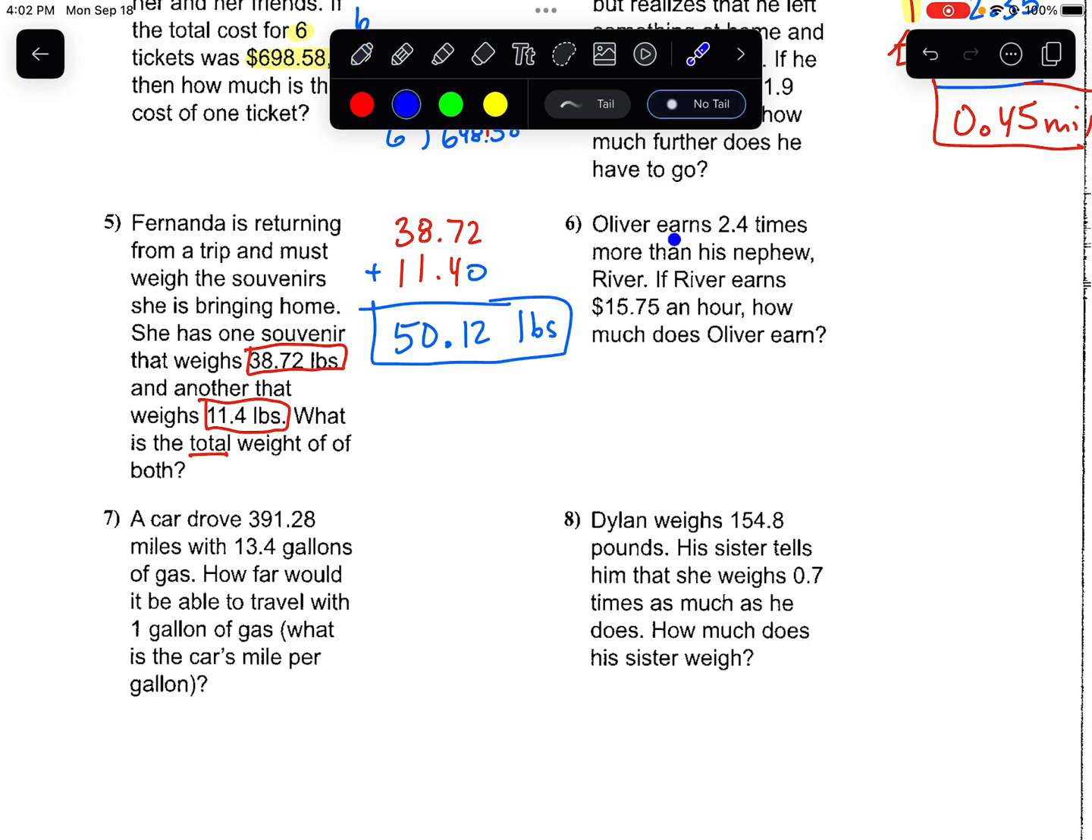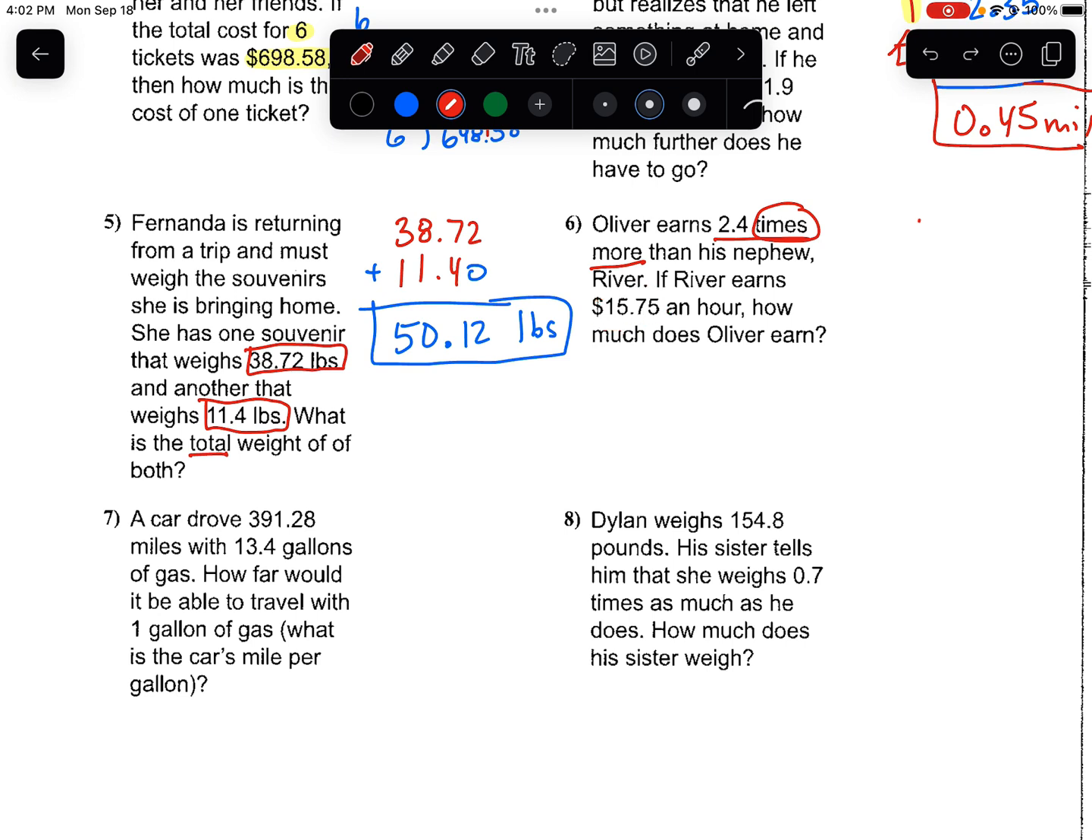Number 6, Oliver earns 2.4 times more than his nephew, River. If River earns 15.75 an hour, how much does Oliver earn? So Oliver earns 2.4 times more. That is a multiplication problem. How do you know? Because it says 2.4 times more. Whenever you see the word times, that normally means we multiply. So 2.4 times more than 15.75.